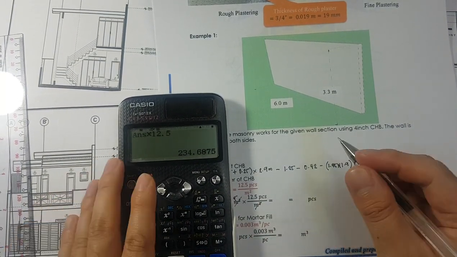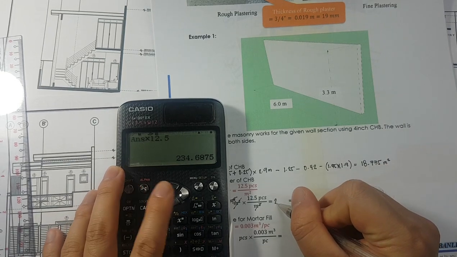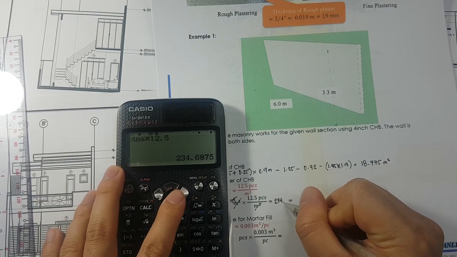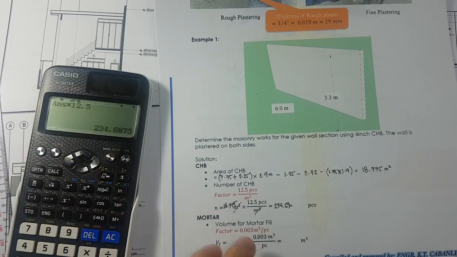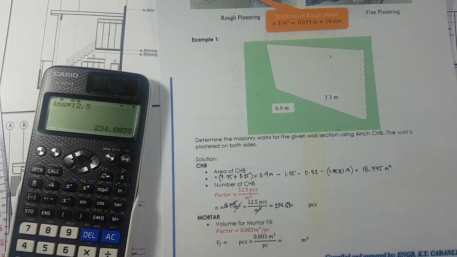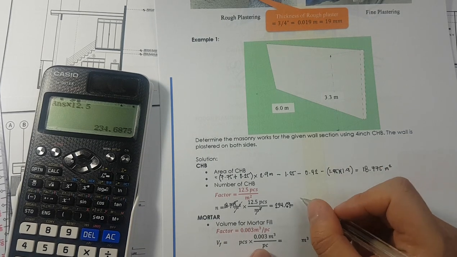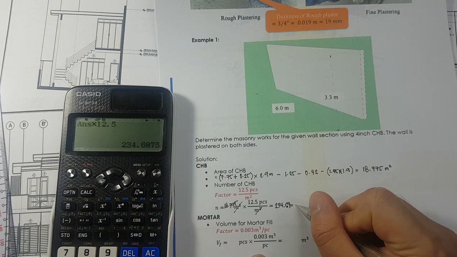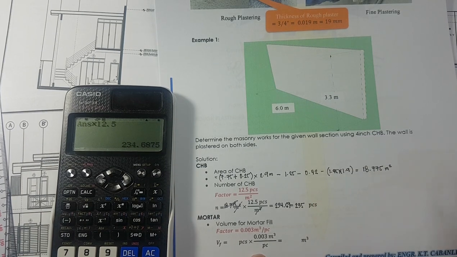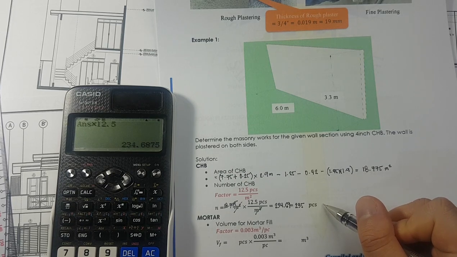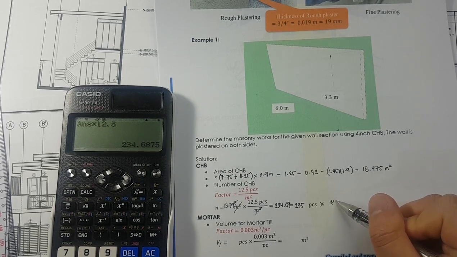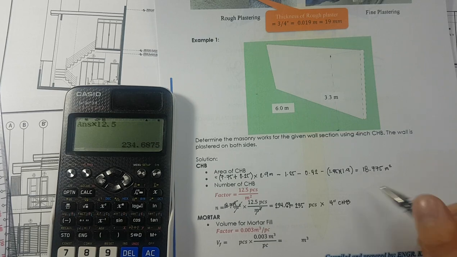And that is equivalent to 234.69 pieces. But in this case, our CHB has no decimal, so what we will order is equivalent to 235 pieces of 4-inch CHB. Okay? That is what we will order.